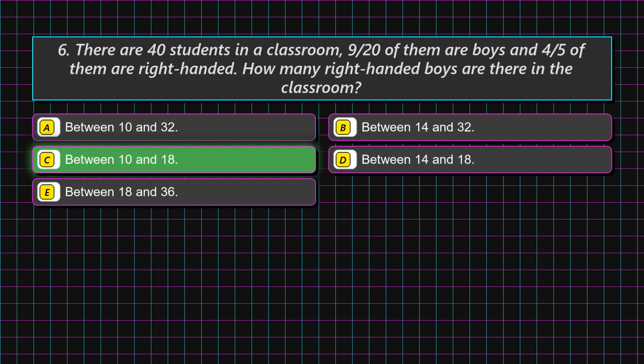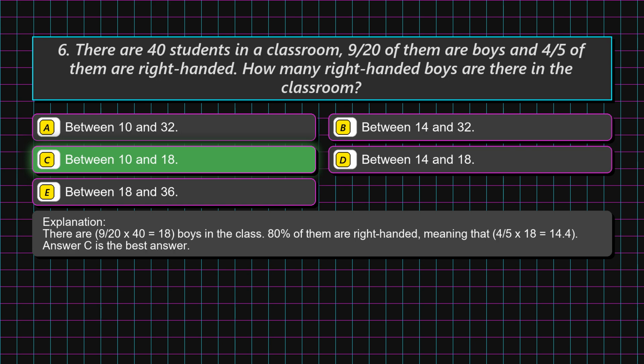The correct answer is option C, between 10 and 18. There are 9/20 x 40 equals 18 boys in the class. 80% of them are right-handed, meaning that 4/5 x 18 equals 14.4. Answer C is the best answer.